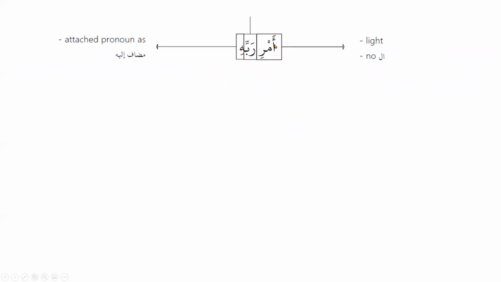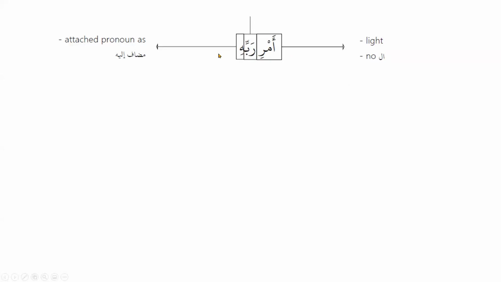Okay, let's look at this one. Amri rabbihi. Let's imagine that we don't know the meaning of amri. I'll tell you the meaning later. So what will be the translation of amri rabbihi? Sisters, you try first. Amri of his Lord. Very good. Amri of his Lord.